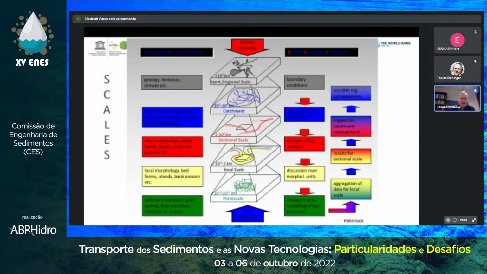So we already discussed the catchment and, let's say, precipitation distribution, but also the valley development, the valley form, and the erosion potential are important here. Whereas when it comes to the sectional scale, the morphology determines the situation: the slope, the width, depth, the shear stress maybe, and also the sediment supply, for example, or the sediment balance. When it comes to the local scale, we have additionally bed forms that are important.